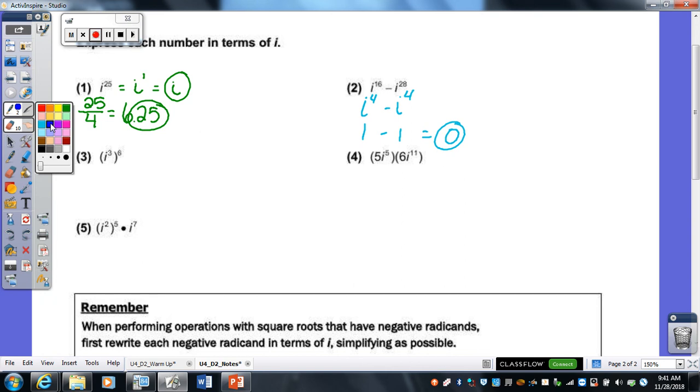So number 3, got to follow our exponent rules. We have an exponent raised to another exponent. So this is what we call our power to a power. What do we do with those two exponents? Not add. Those ones we multiply. Exponent raised to another exponent, you multiply the two of them. That becomes i to the 18th. So now let's divide. What's 18 divided by 4? 4.5. So 0.5 means this is the same as i squared. So that's going to equal a -1.